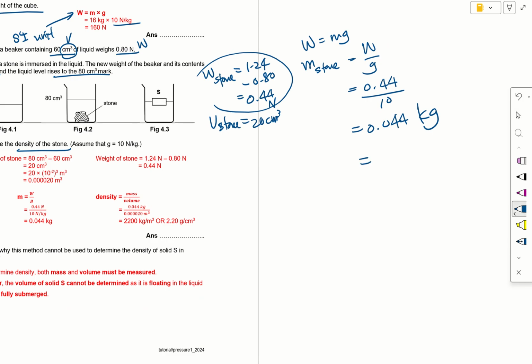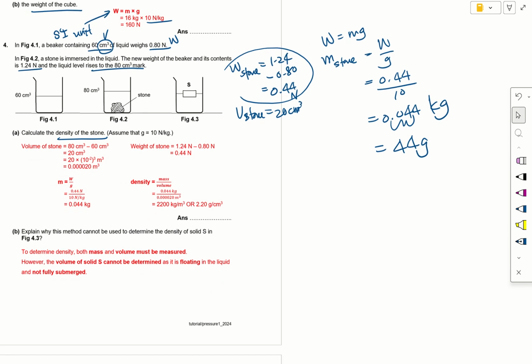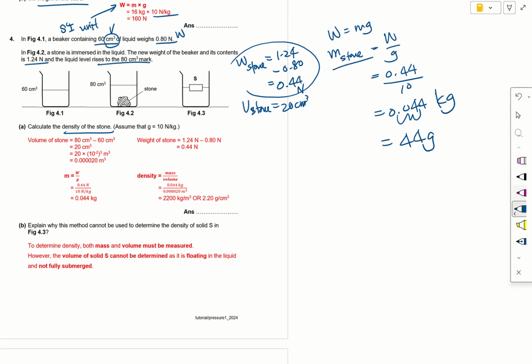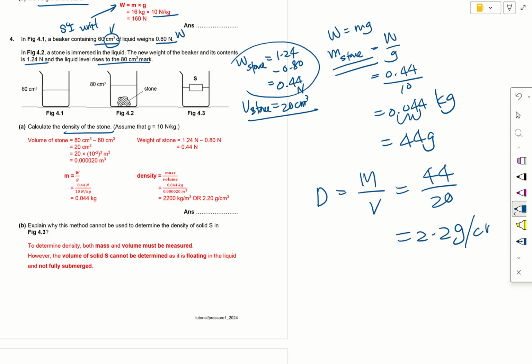Because they didn't specify whether we want to leave it in SI unit or not, I can convert this to 44 grams, which is actually simpler for me. Since I now have the mass and the volume, the density will just be mass over volume, so it's 44 over 20, which equals 2.2 grams per cm cube.